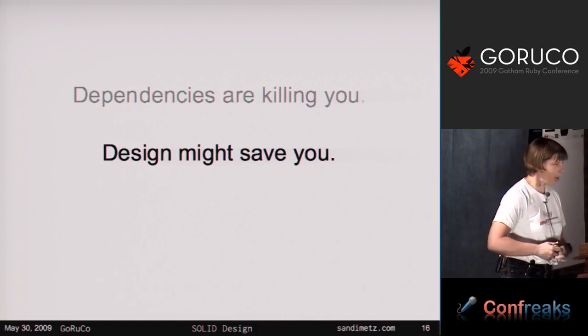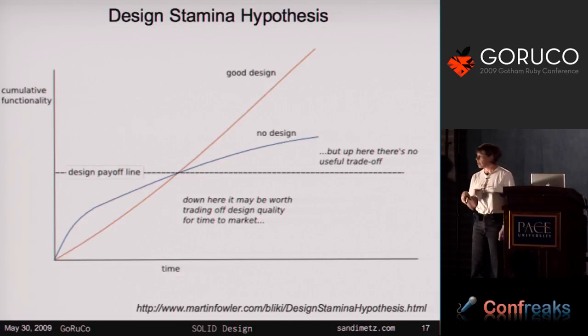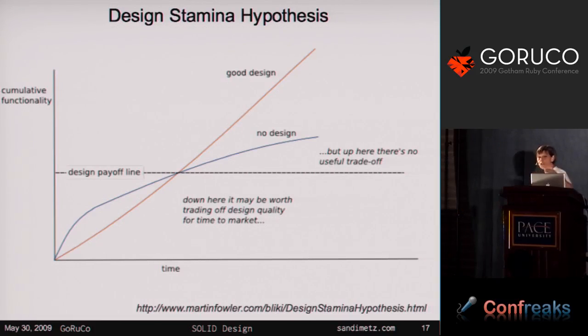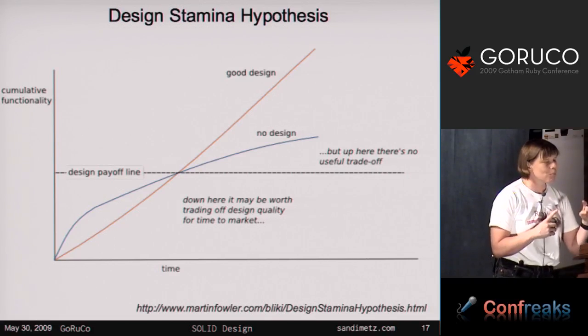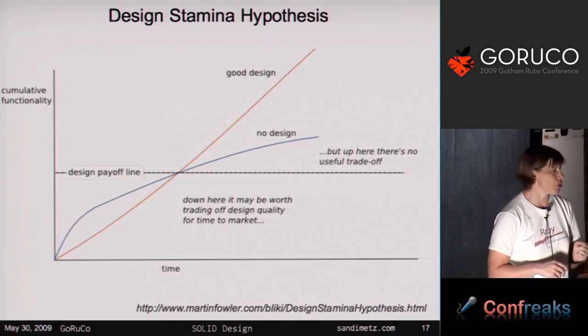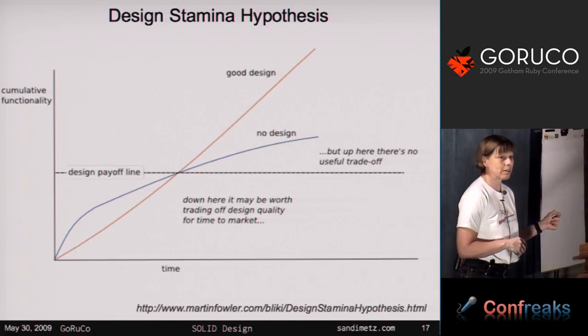Ooh, that was fast. Okay, I'll slow down. This is a picture from Martin Fowler's website. Across the horizontal axis is time. The vertical axis is cumulative features. There are two lines plotted on this graph. The red one is good design, and the blue one is when you write code and you don't do design. And as you can see, there's a point where those two plotted lines cross. What this graph illustrates is that as time passes and you add features, there's a point in time when you're better off to have done design.